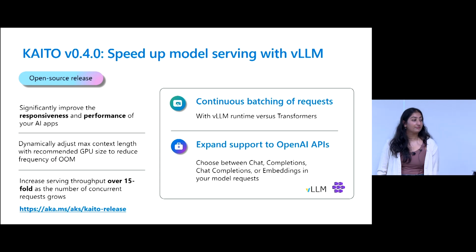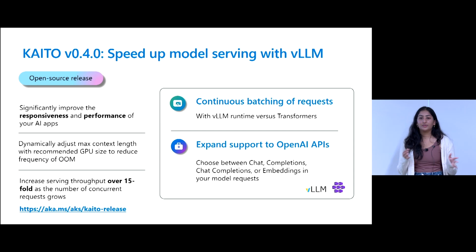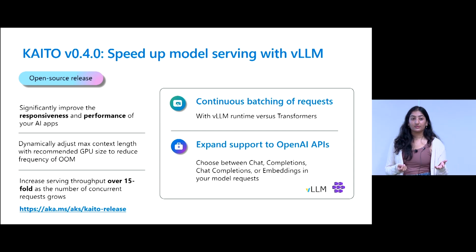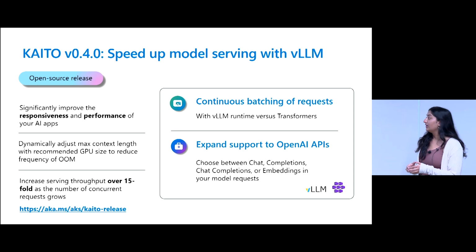So another update that we have for Kaito is speeding up model serving with vLLM. I was talking to a few folks yesterday about what kind of optimizations are made for model serving, and once you have a foundation model, you want it to be able to process incoming requests very quickly and match the performance of your application and your usage for your apps for the end user. So by integrating vLLM by default in version 0.4, the recent release of Kaito, it significantly improves the responsiveness and performance of your AI apps.